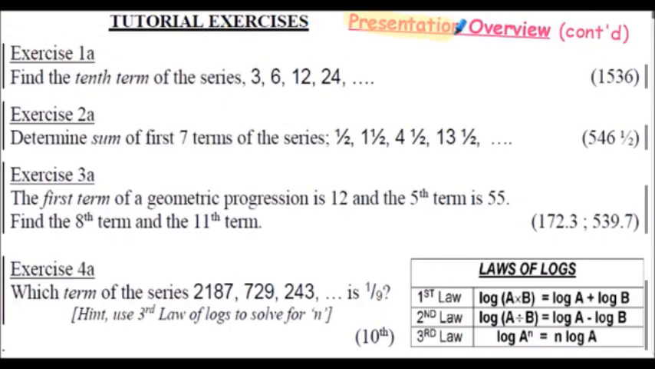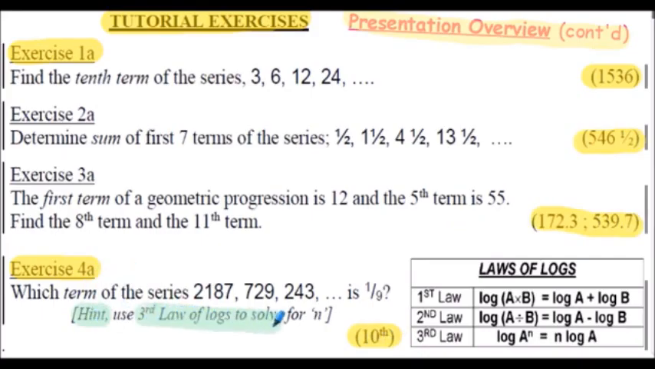Presentation overview continued. We then include an array of tutorial exercises extracted from your workbook. Here's exercise 1A through to exercise 4A. Answers to each of the exercises are shown in the brackets on the right hand side. Just note within exercise 4 there's a hint that we should use the third law of logarithms to solve for the index n as required in the problem stated.